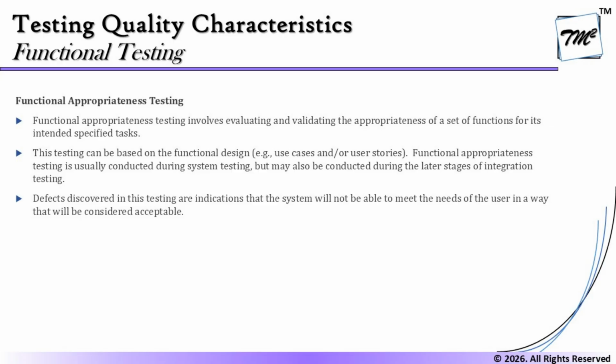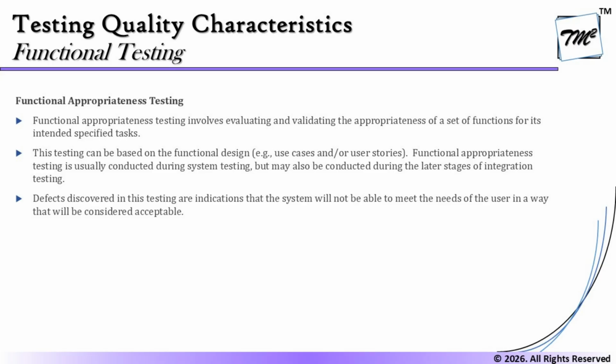So when we talk about these things, again, appropriateness testing can be based on functional design. Functional appropriateness testing is usually conducted during system testing because appropriateness can only be measured when we have the system developed, and then we can talk about how appropriate this option is to do that job.